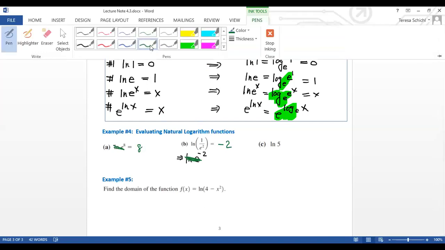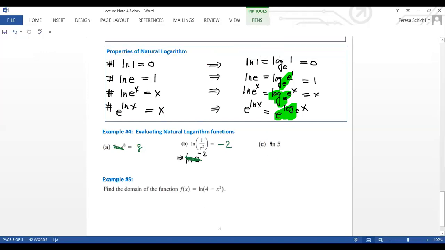Okay, the last one here, this problem just wants you to use your calculator. Put it into your calculator, use the ln key, and you will be able to get the same number as I have here. So it's 1.609 here. It's close to these numbers here, okay? All right, so now the last thing here.